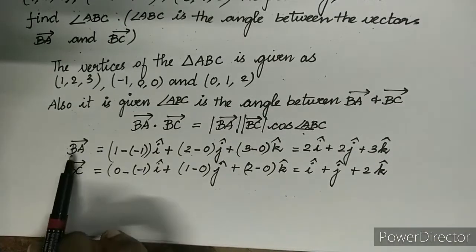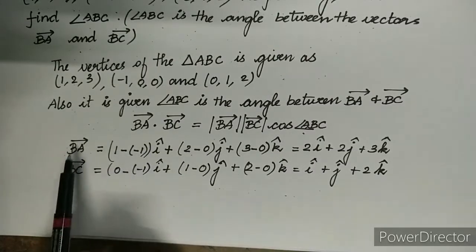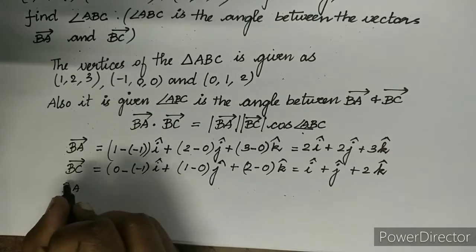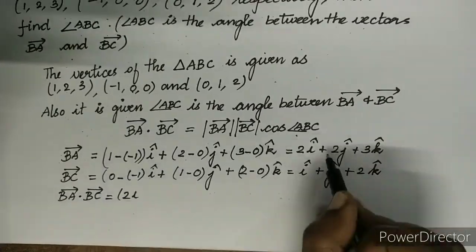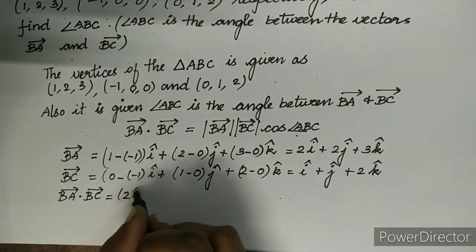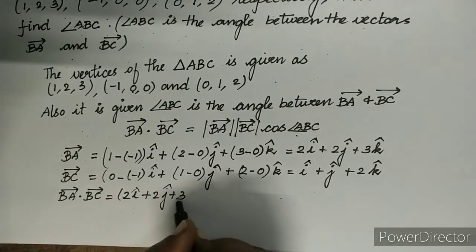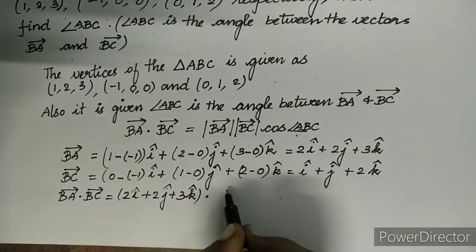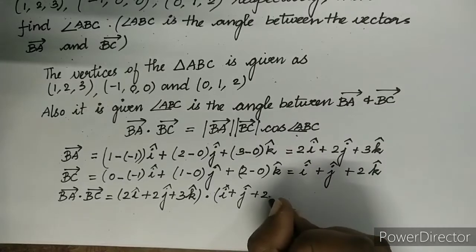We have found BA vector and BC vector. Next we have to find the dot product of these two vectors. So BA vector dot BC vector is equal to 2 i cap plus 2 j cap plus 3 k cap dot, our BC vector is i cap plus j cap plus 2 k cap.